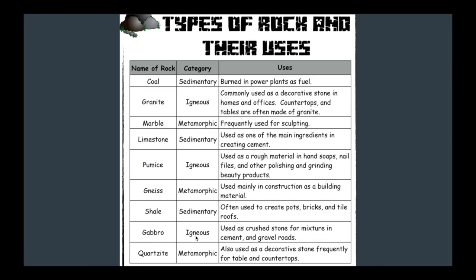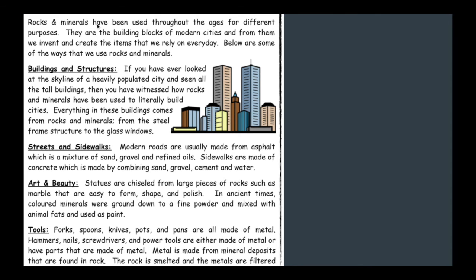Gabbro, igneous, used as crushed stone for a mixture in cement and gravel roads. And quartzite, which I've never heard of before, I know quartz, used as a decorative stone frequently for tables and countertops. So rocks and minerals have been used for ages for different purposes. They are the building blocks for modern cities.